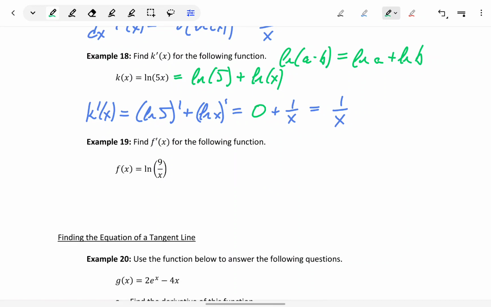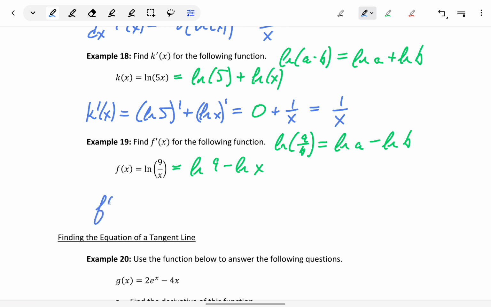In example 19, we'll call on a similar-ish rule to what we just used in example 18. In this case, we have the quotient of two values inside a natural log. We can break that up as the natural log of a minus the natural log of b, meaning we can rewrite this problem as the natural log of 9 minus the natural log of x. And when we find f prime of x, we'll differentiate term by term. The natural log of 9 is just a number, so that derivative becomes 0 minus 1 over x, or -1 over x.